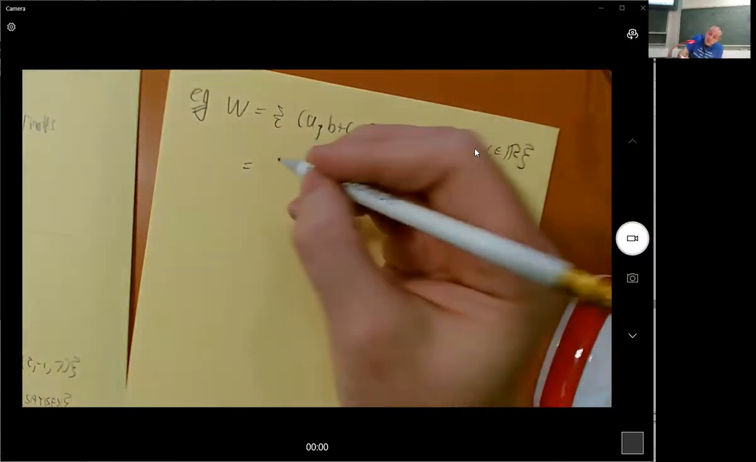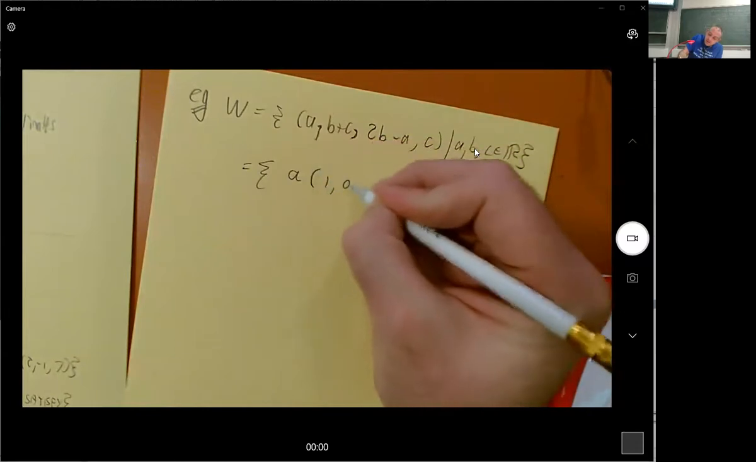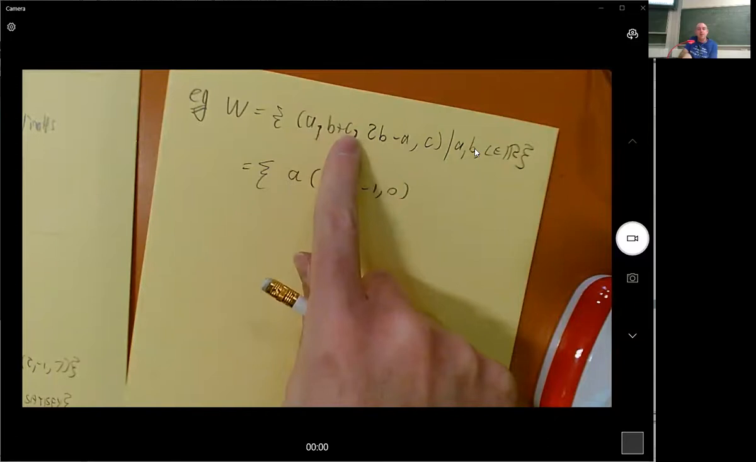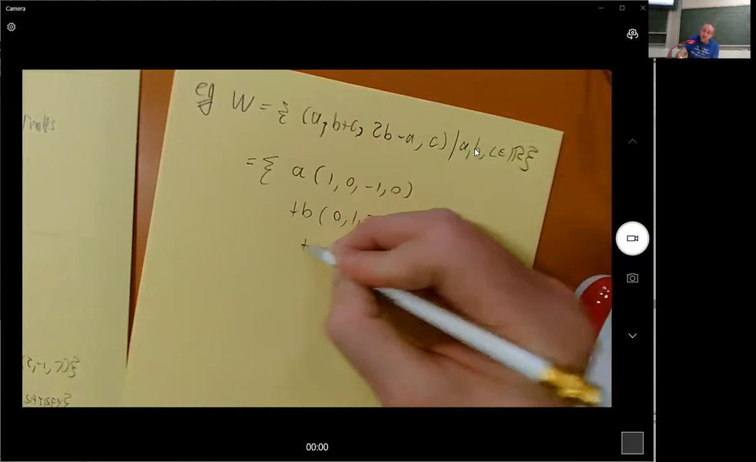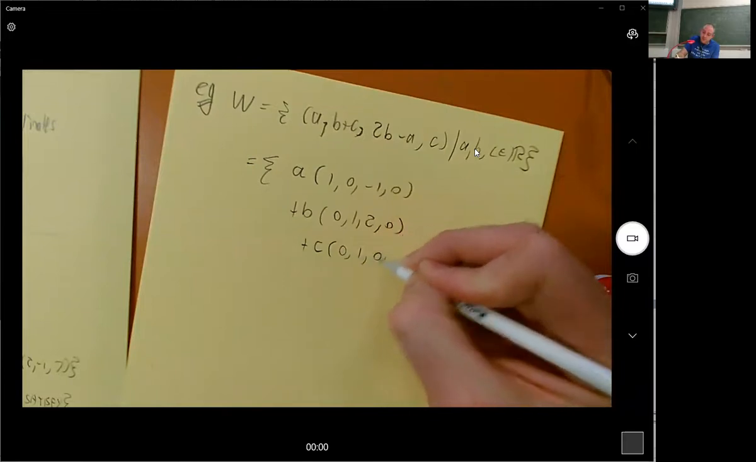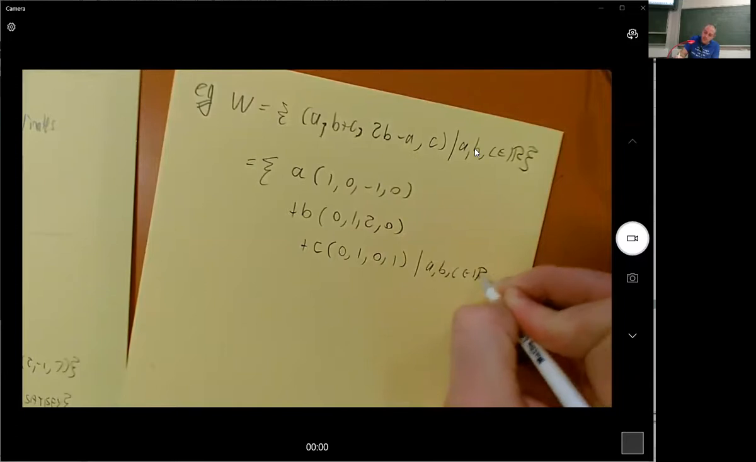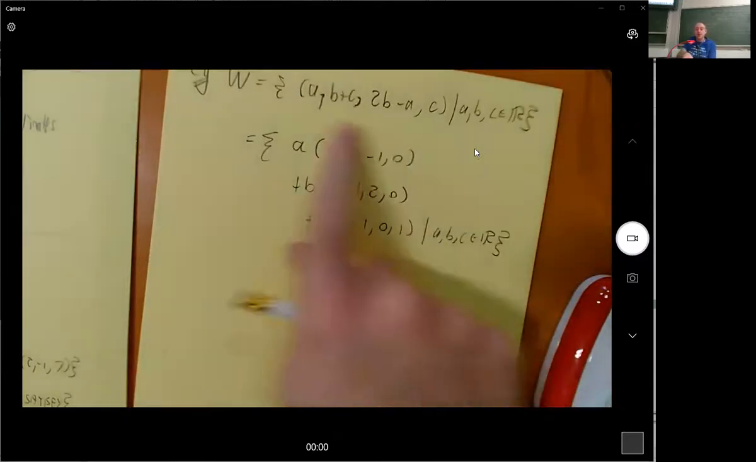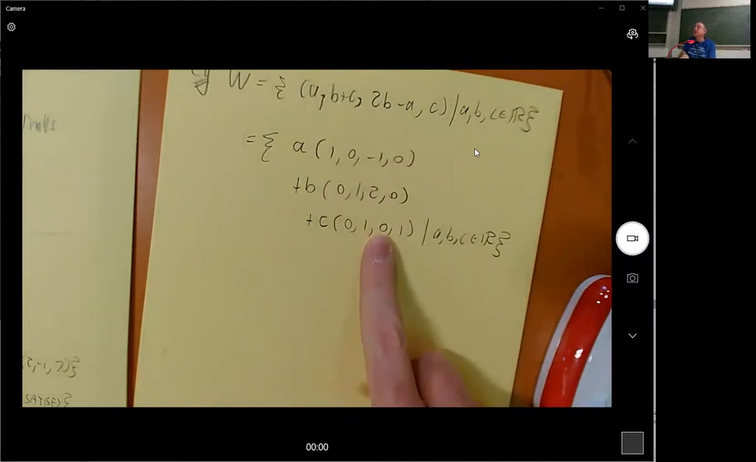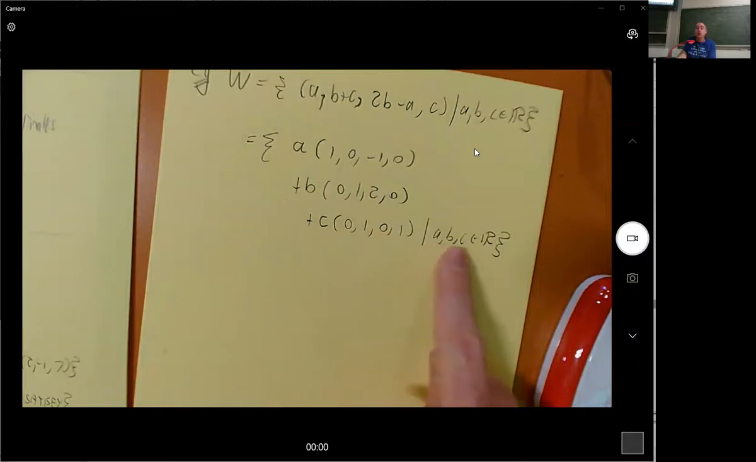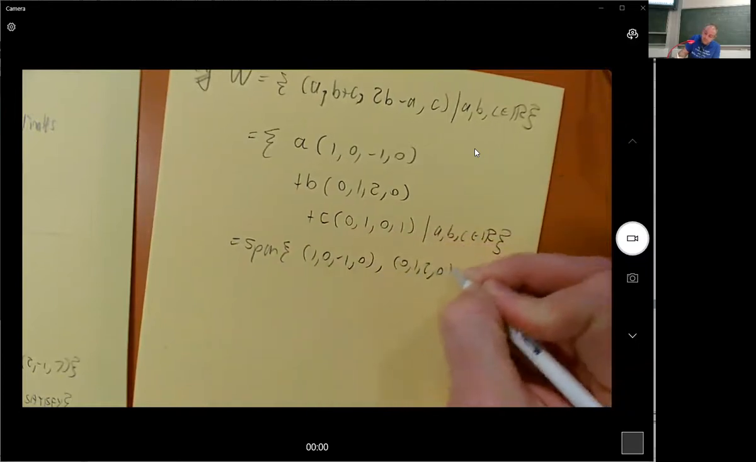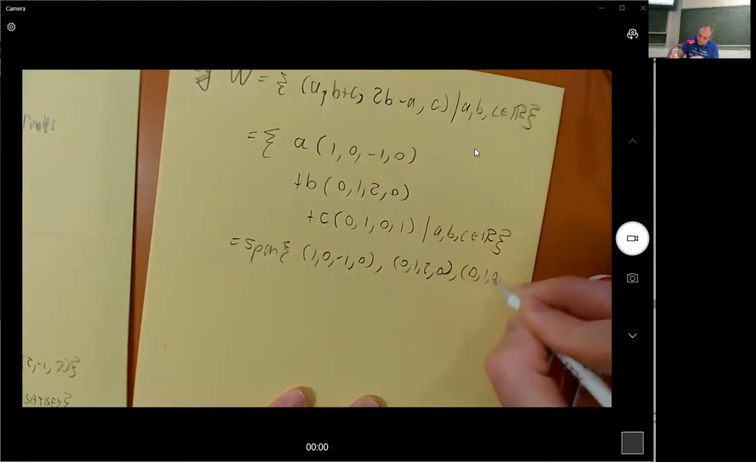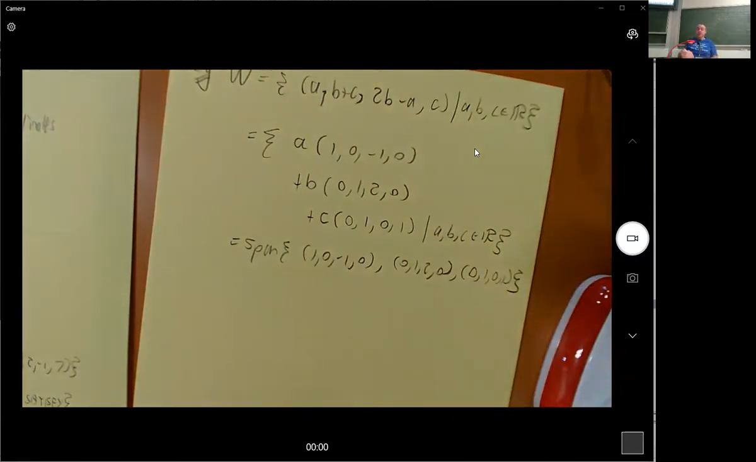So I know that this is the same as A lots of 1, 0, minus 1, 0. There's one A here and no A's here, and minus one A's here and no A's here. Plus B lots of 0, 1, 2, 0. Plus C lots of 0, 1, 0, 1. And this is a linear combination of these three vectors. And I'm allowed to use all the possible numbers, so therefore it's all the linear combinations of the vectors, which means it's a span. So it is definitely a subspace.